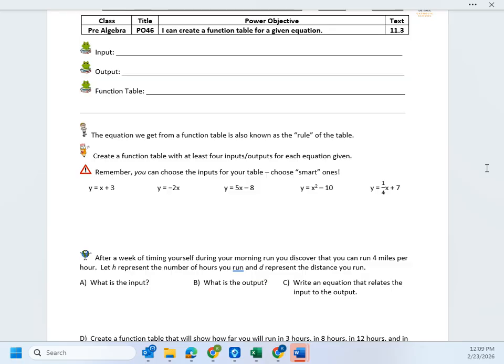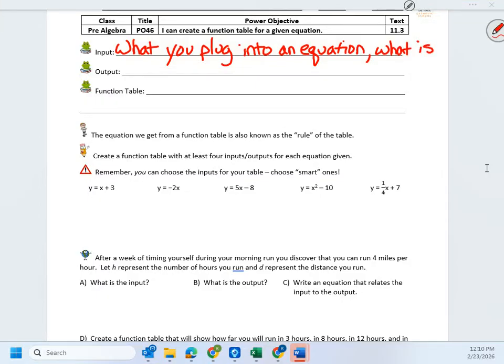Okay, so let's look at our words that work with the function table. First is the input. The input is what you plug into an equation. Another way to look at it is to say what is being tested. So when we have a variable, it's what you're putting in for that variable.